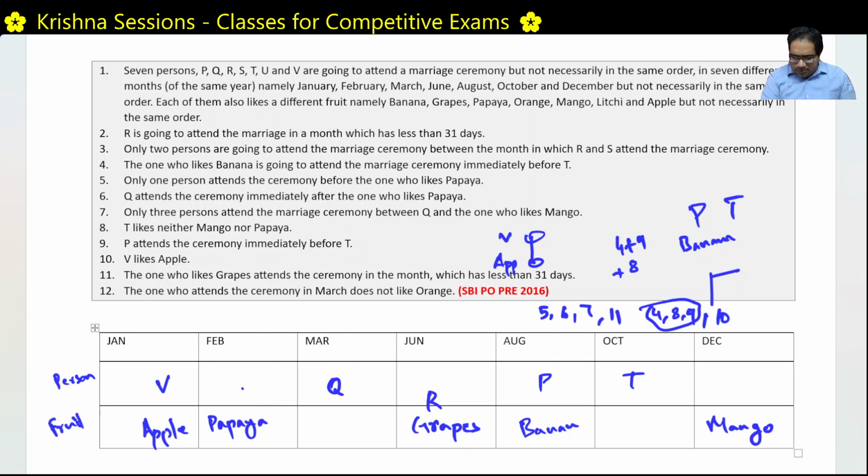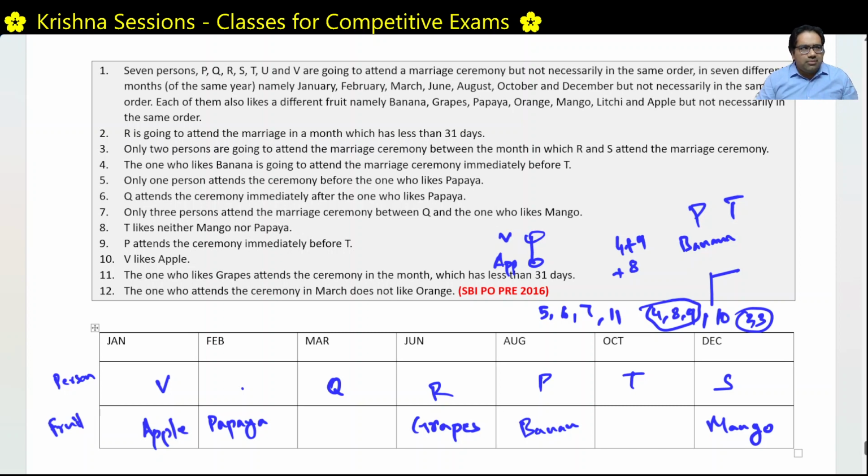Right. R can be this only. R can be this, and what that means? S has to be this. We are using condition number 2 and 3 together. 2 and 3 we have taken together. Right. Then what else is left? We are left with Feb. We are left with two more fruits.